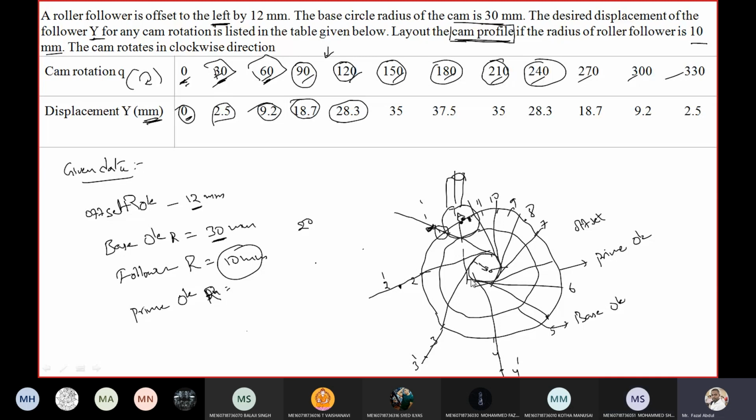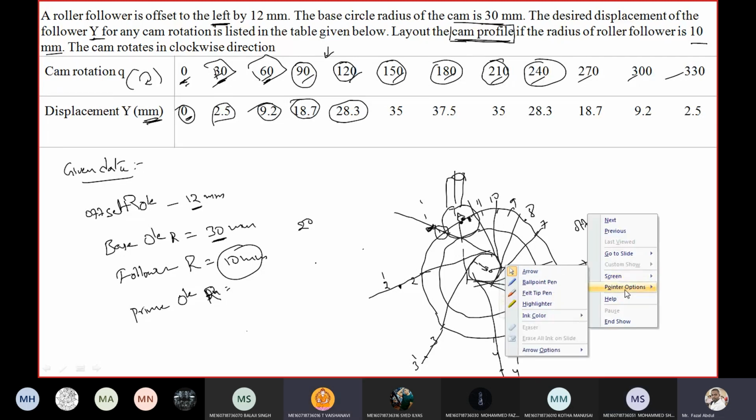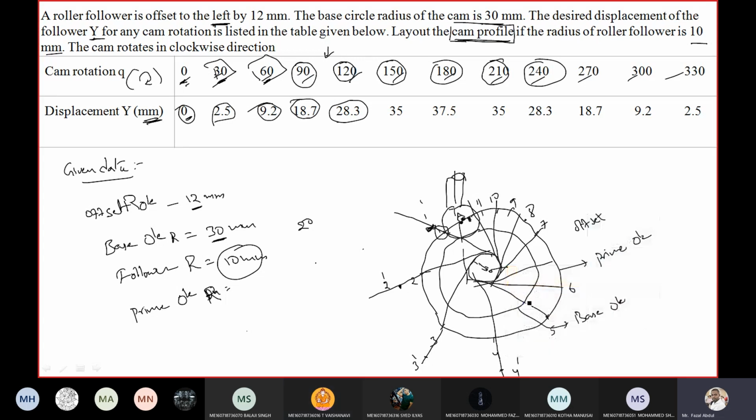Now see here where we are. What is the next one? Fifth one. Which one is the fifth? 1, 2, 3, 4. So the 120 degree line. Which one is the 120 degree? So this is the 120 degree line.